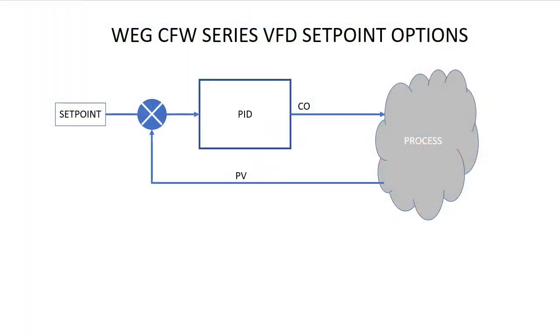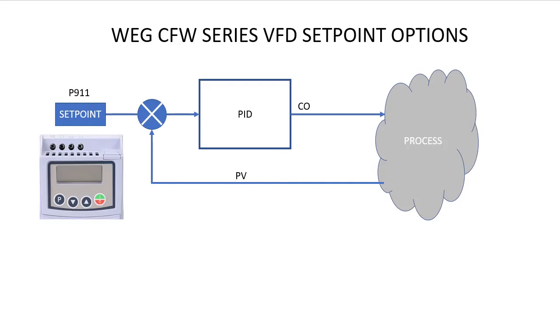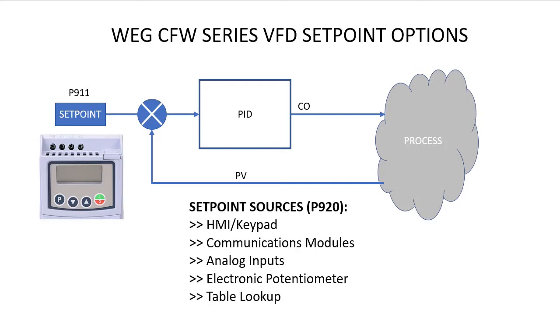The set point for the PID process is in parameter 911. We've been manually entering that from the keypad in all of the videos in this series. But the cool thing about the WEG CFW series of drives is that the set point can come from lots of different places. Parameter 920 controls where the set point comes from.